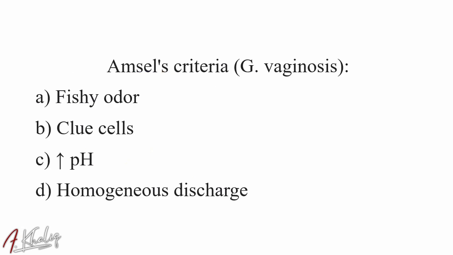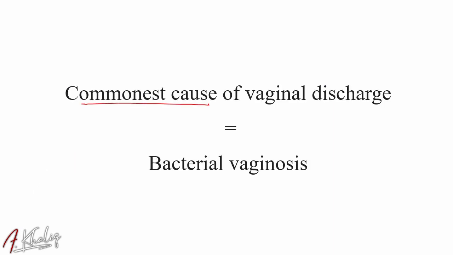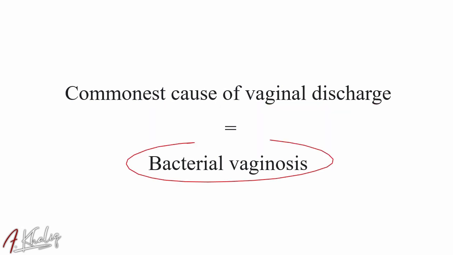Amsel's criteria for Gardnerella vaginosis: first, you're going to have a fishy odor, you'll have clue cells, an increase in the pH, this is very important. And then finally, you're going to have homogeneous discharge. The commonest cause for vaginal discharge is bacterial vaginosis.